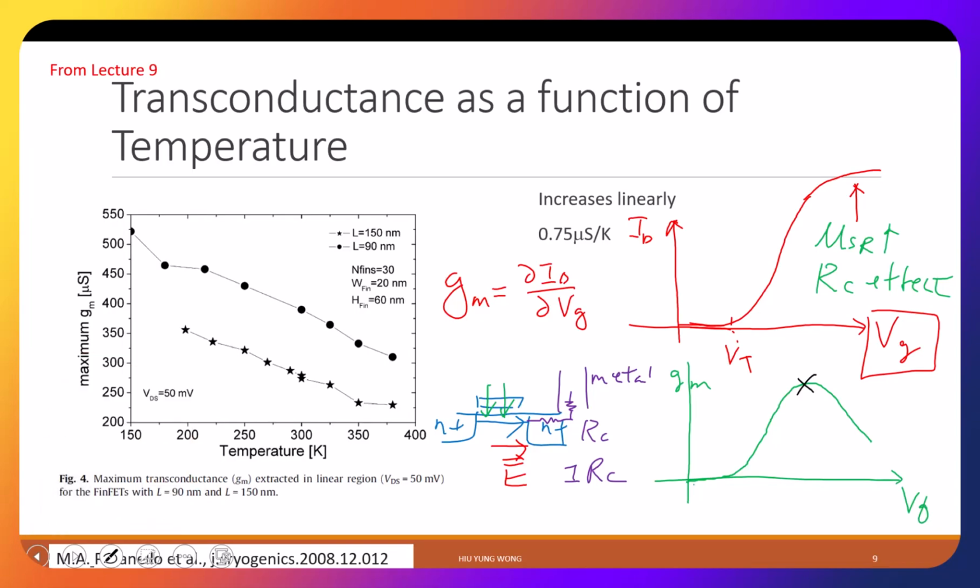This point is GM equals GM maximum. This is what many analog circuit designers or RF designers care about: what is the maximum GM that your transistor can give?